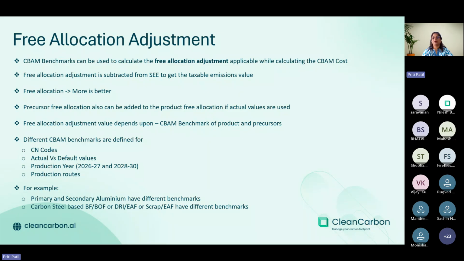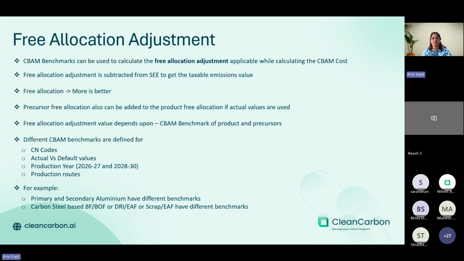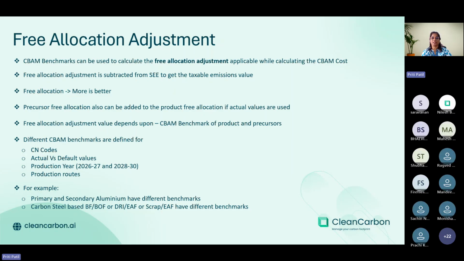So this is the free emissions that are allowed. Bare minimum free emissions are allowed with every product. So that is subtracted, and then whatever is excess, that is charged. So in short, if the free allocation adjustment is more, it is better for us. Precursor free allocation can also be added to the product free allocation if actual values are used. Since more is better, we need to see how we get a bigger number as this free allocation adjustment, and there is a way to get it.